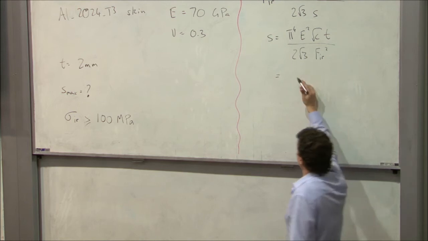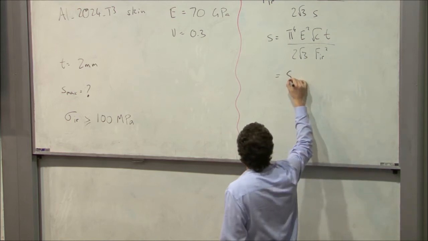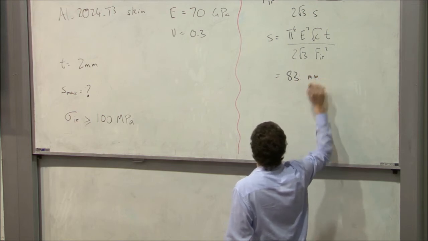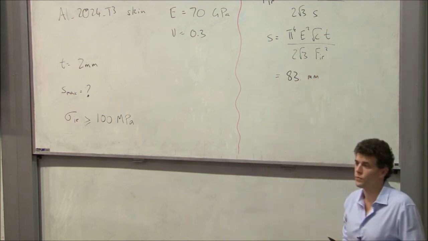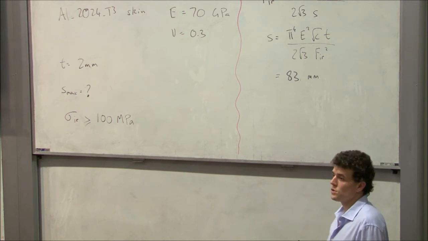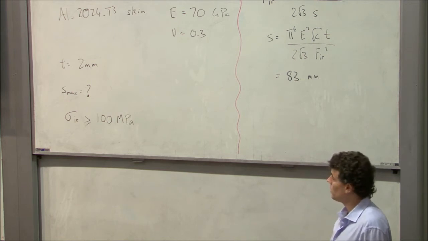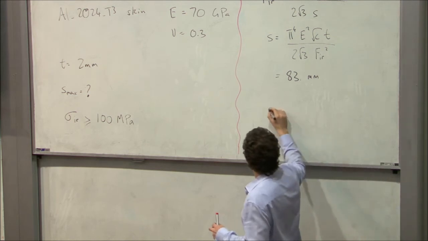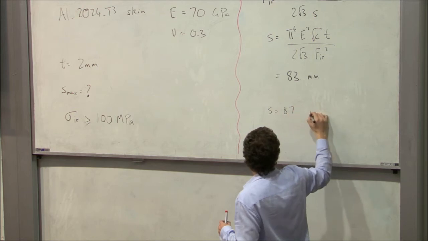What did you get? 83 millimeters. Okay. So, did anyone calculate the plate method version? Yeah, for plate I got 87. Okay, so S equals 87 for plate.